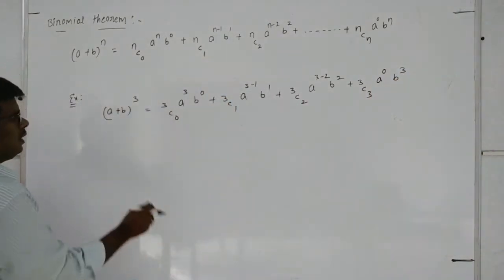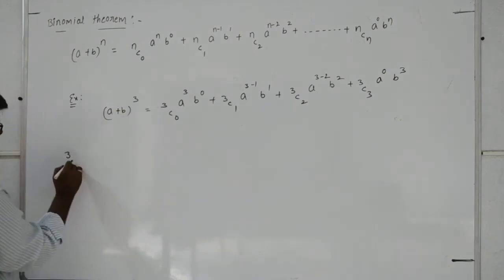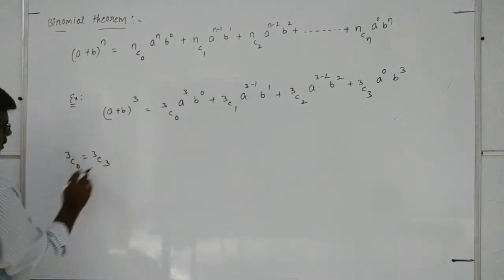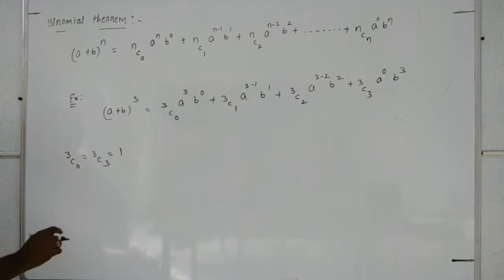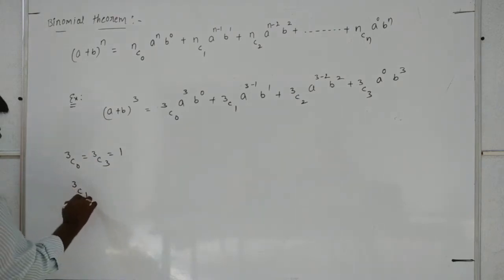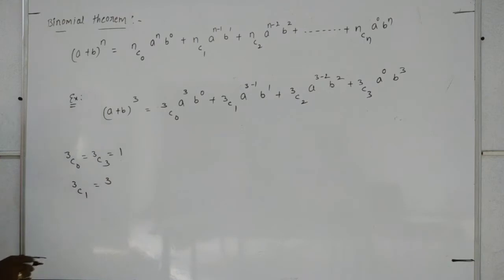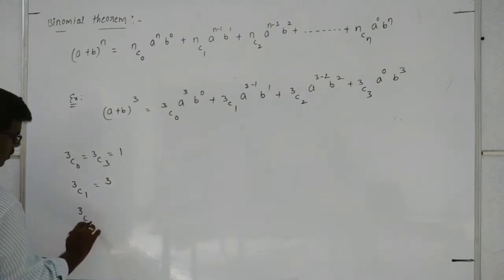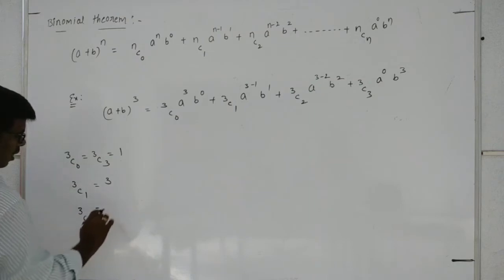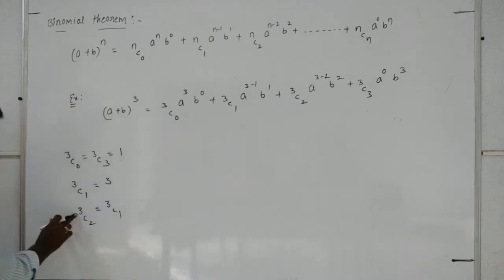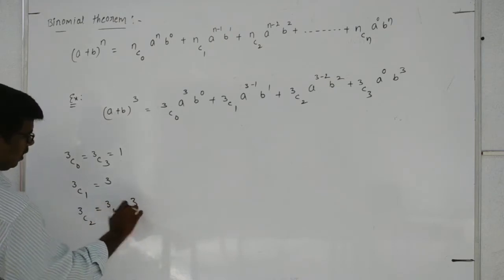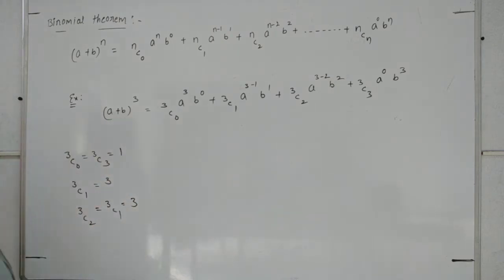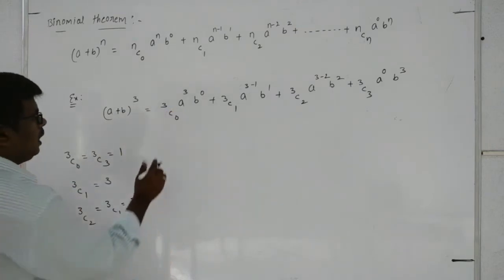Now this expansion we can simplify. We know 3C0 and 3C3 both are the same, that is equal to 1, because NC0 is 1. And 3C1: NC1 is n only, means 3 only. And 3C2 is also 3C1 only, because NCR equals NC(n minus r). So NC(n minus r) means 3C(3 minus 2), that is 3C1. That is equal to what? 3 only. So those things, if you substitute in this, what will you get here?